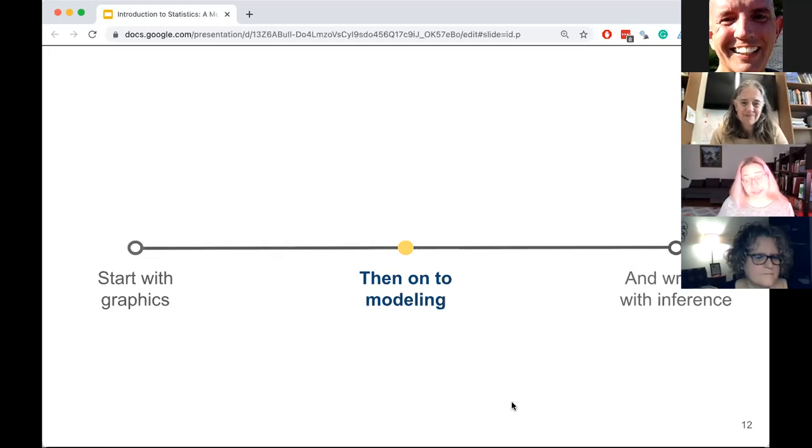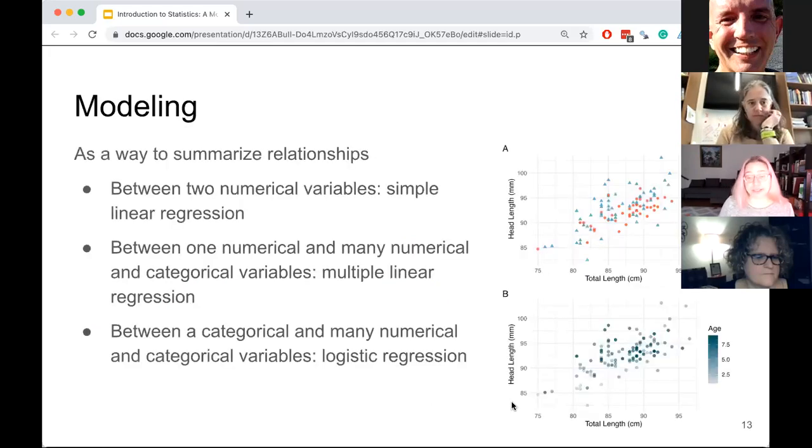Then we move on to modeling. So instead of going on to inference, our next step is modeling. And modeling, we teach in three topics. First, modeling for two numerical variables, so simple linear regression, but then quickly moving on to multiple linear regression. So the students aren't just saying there may be a confounder we should be careful about, but very quickly learning how to quantify how that confounder might factor into the relationship between the two variables. And then also teaching them logistic regression early on, where the outcome variable is categorical.